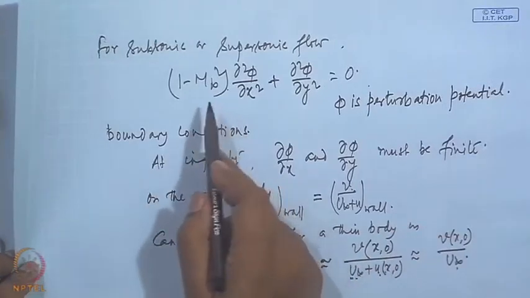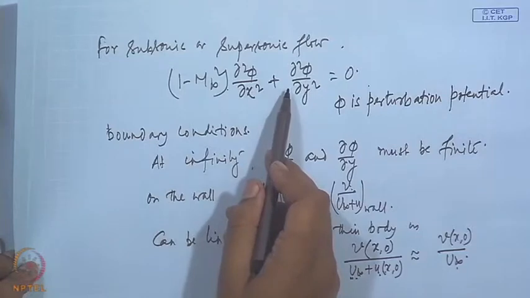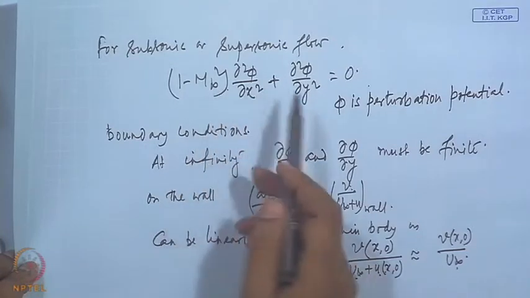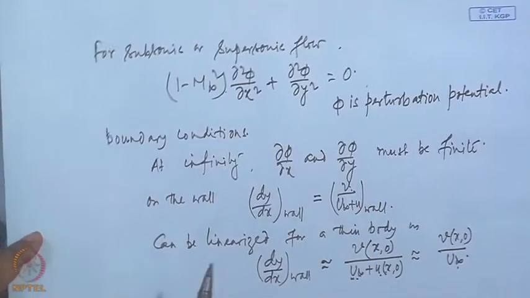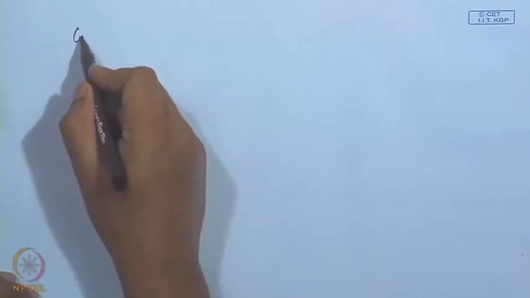So, we see that the equation changes its nature. In case of a subsonic flow, the equation is elliptic. When the flow is supersonic, the equation becomes hyperbolic. So, we need to solve this equation separately for subsonic and supersonic flow. The first case we will consider is subsonic flow. So, let us consider a subsonic flow.